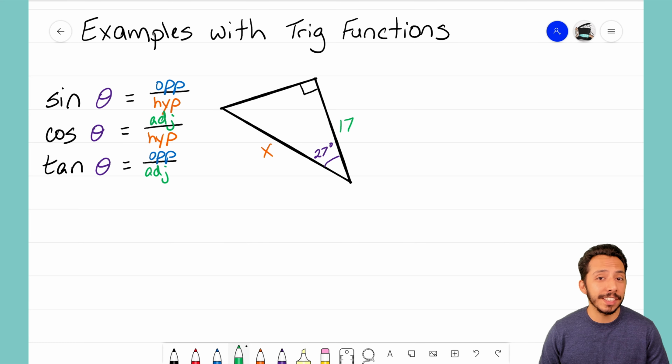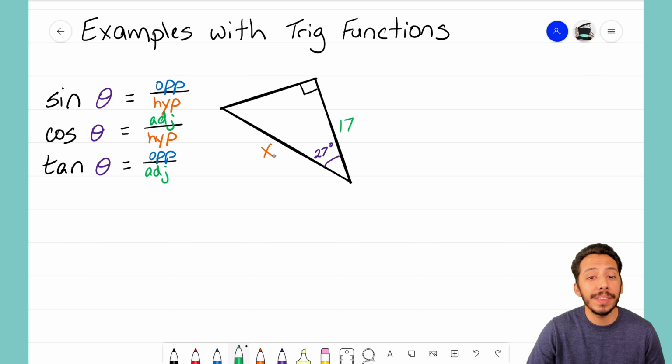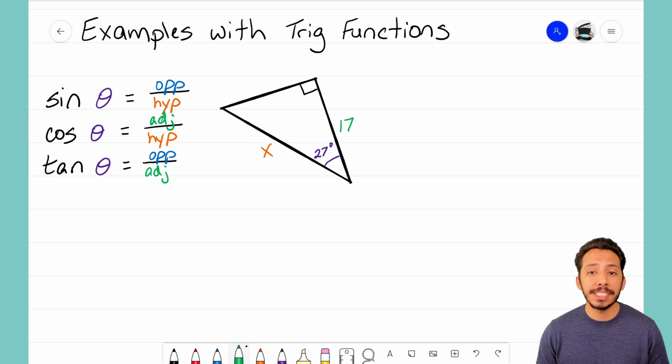So now that we're looking at this right triangle, we see that we do have a reference angle of 27 degrees. We see here that we have a side of 17 units, and we do not know the side here of x. So again, this is a problem where we want to solve for x using either sine, cosine, or tangent. So let's jump right into this problem.